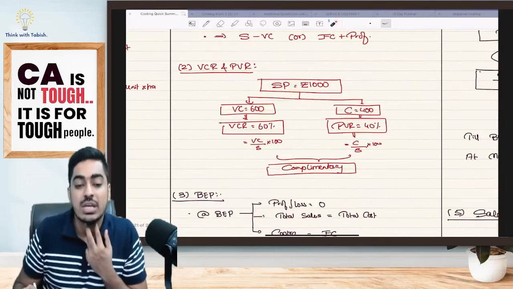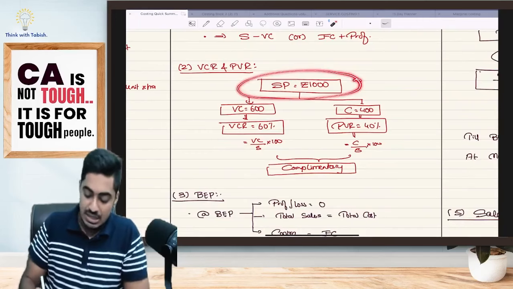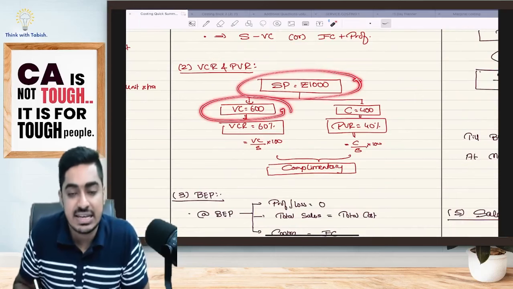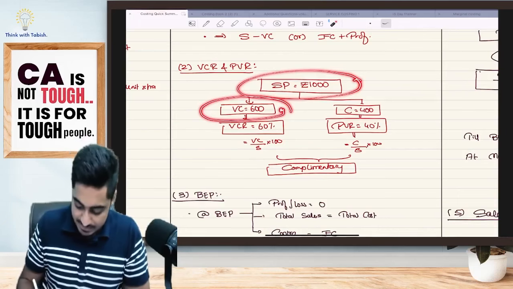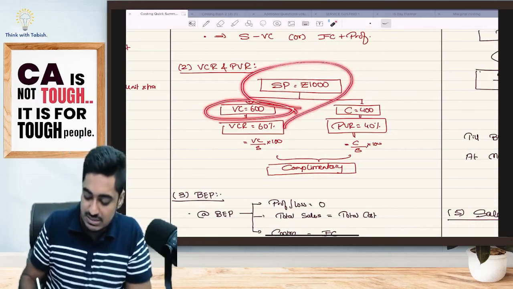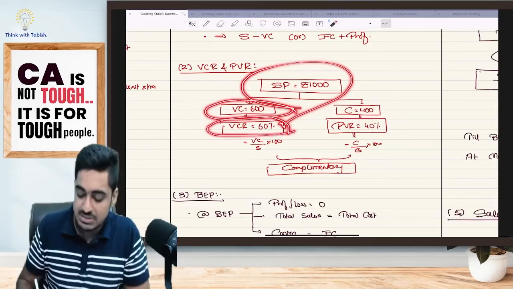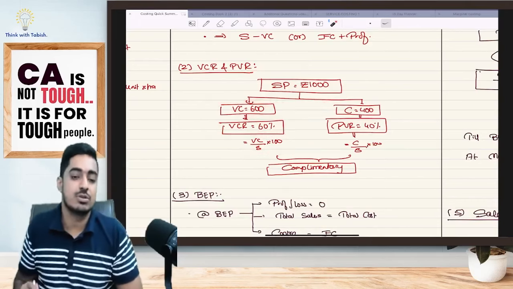Now, calculating your PV ratio as well as variable cost ratio. Imagine my selling price is 1000 and variable cost is 600. How much percentage is my variable cost as a percentage of sales? I can tell that my variable cost is 60% of sales. What is the formula? Variable cost divided by sales into 100. This is my variable cost ratio.